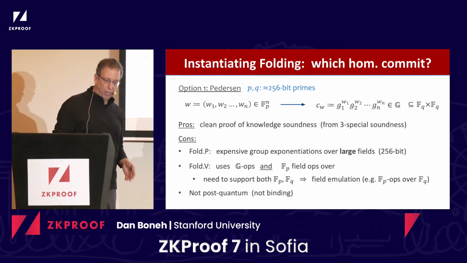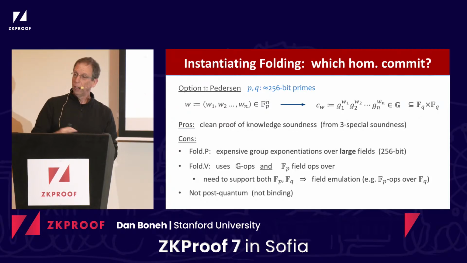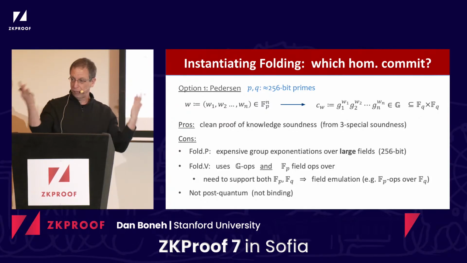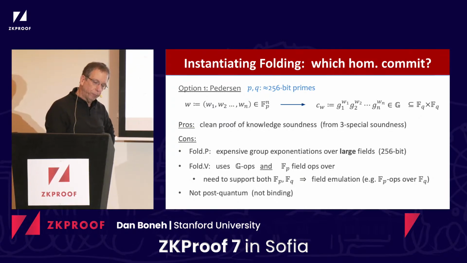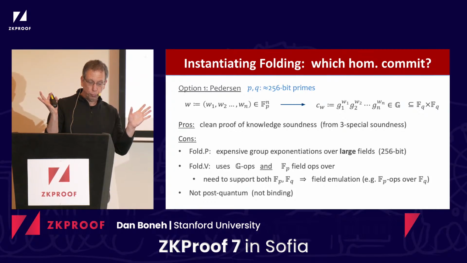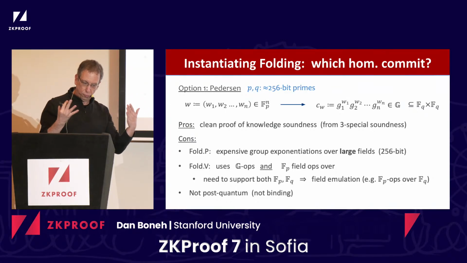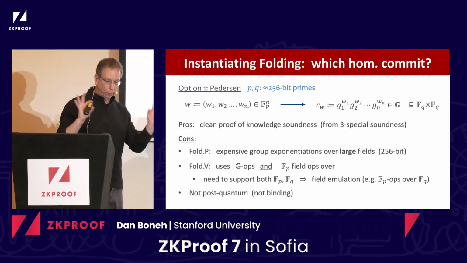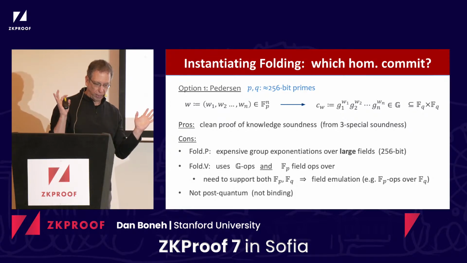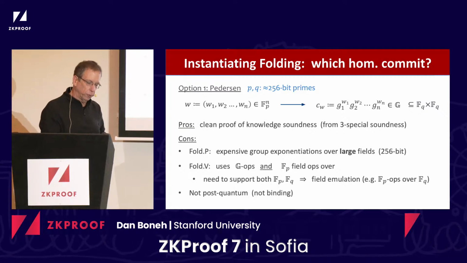Well, it turns out we need a linearly homomorphic commitment. So which linearly homomorphic commitment are we going to use? The first thing that comes to mind, of course, is Pedersen commitments. Here we wrote down what a Pedersen commitment is. The nice thing about using Pedersen commitments for folding is that the proof that the folding is correct is not too complicated. It basically follows directly from a 3 special soundness proof, and we get a very nice, very elegant folding scheme out of it. This is how Nova, Hypernova, and all these related folding schemes work.